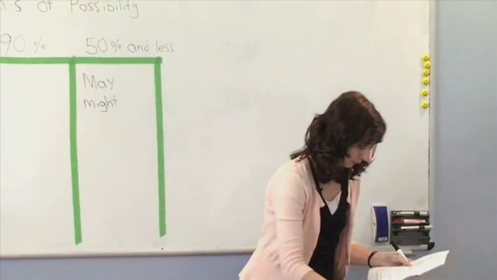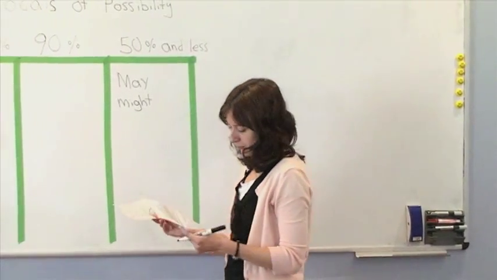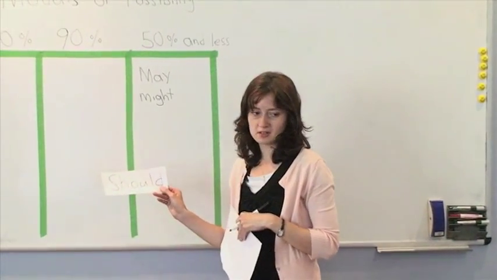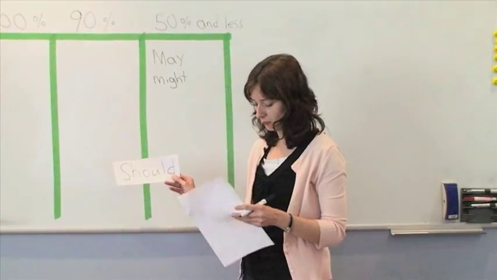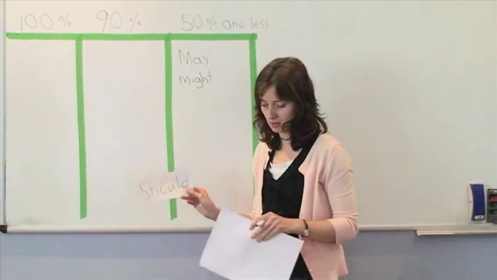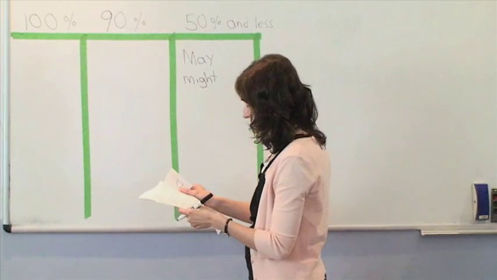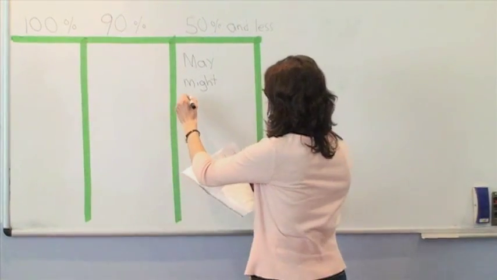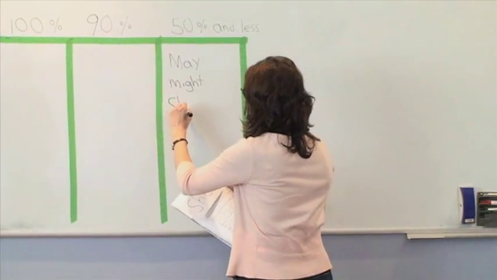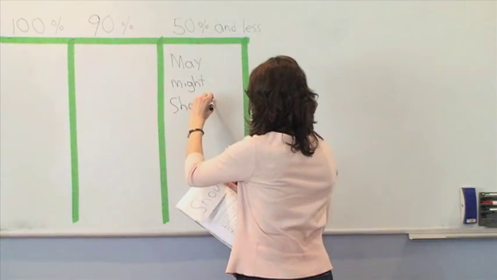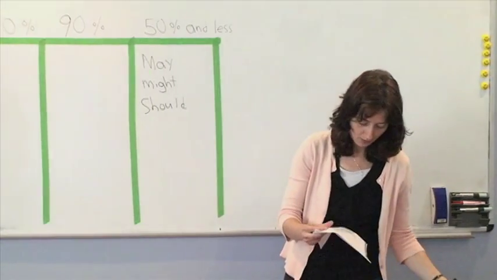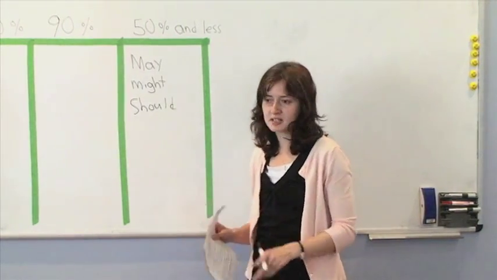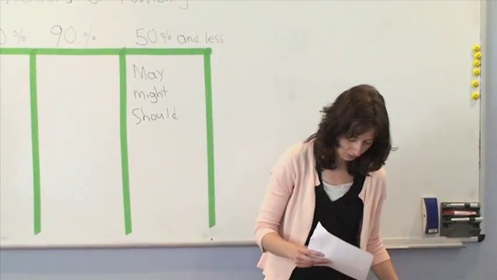And then should. Okay, how can we use should in a sentence? We should go somewhere. Or I could say, this should stay here. So that one also goes over here. You could also say, it should be a nice day tomorrow.